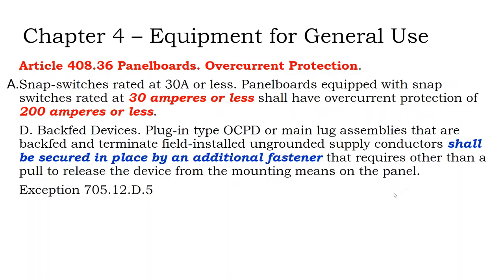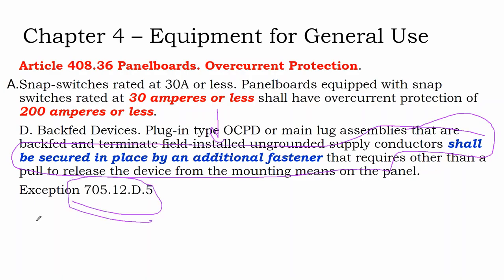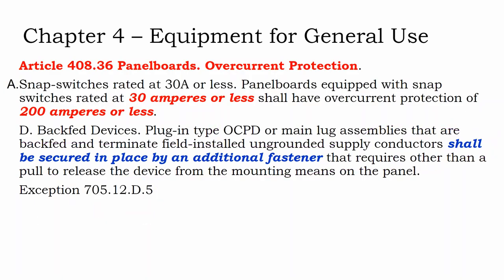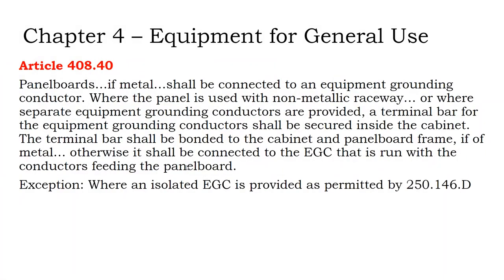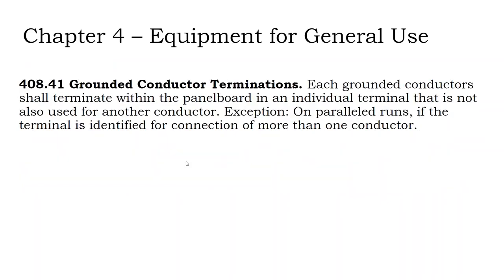Just in the interest of time, I'm going to move the discussion along so we can get into batteries and solar. This is saying that for backfed devices, there's an additional requirement where the backfed device needs to not just be snap-on, but screwed in. Then they give you exceptions that cover solar panels, so we'll get to those exceptions later. Panel boards need to be connected to grounding. We'll see this come up again. So, grounded conductor terminals.